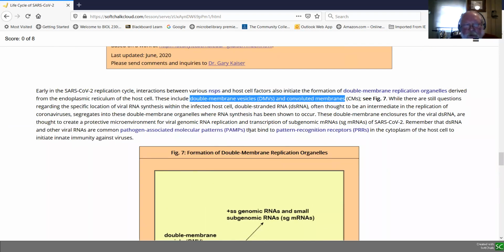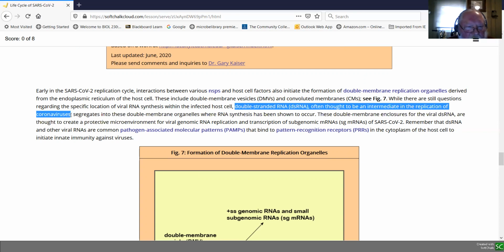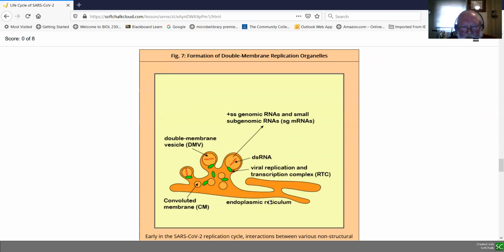So although we're not sure where all of the RNA synthesis occurs in the infected cells, it has been shown that double-stranded RNA molecules, which are thought to be an intermediate in the replication of coronaviruses, segregate into these double membrane organelles. And it has been shown that RNA synthesis is occurring within these double membrane organelles. And it's thought that the advantage of this to the virus, by having this double-stranded RNA, which we think is functioning as a replication intermediate in the virus, is that it is then protected within these double membraned replication organelles.